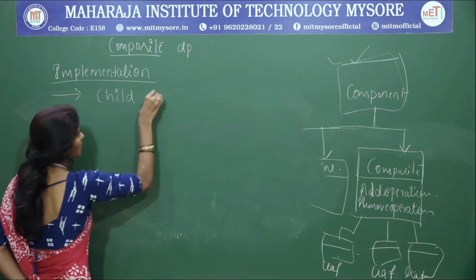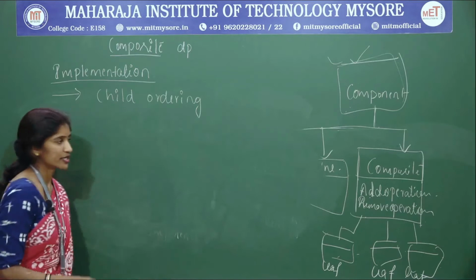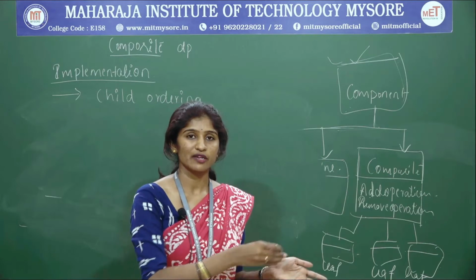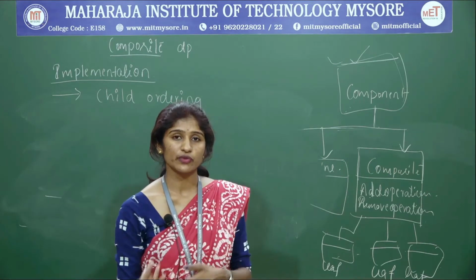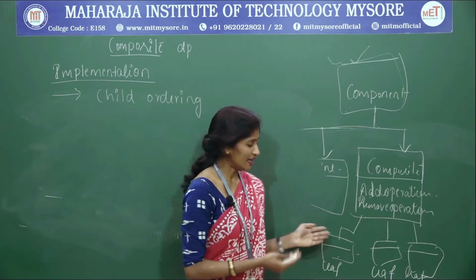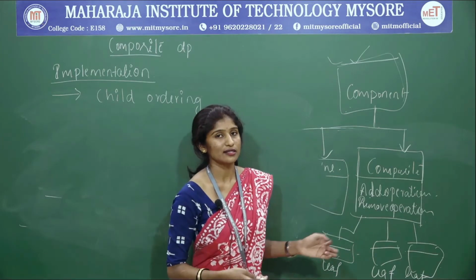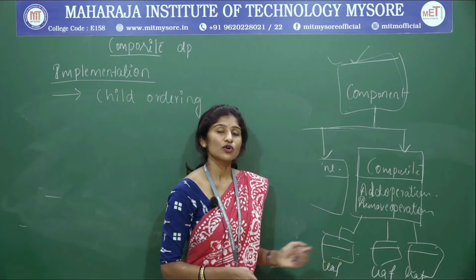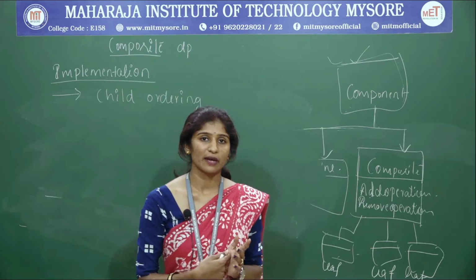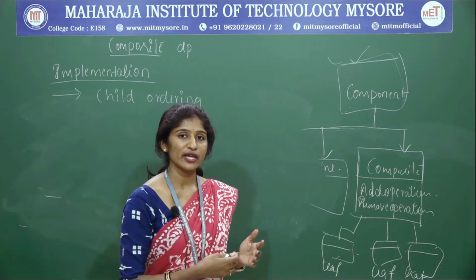Child ordering. Child ordering means in what way you are going to order the child classes. So left child, right child, first created child, last created child, like that there will be a sequence. The maintenance of the order is good, efficient programming. It will provide us an efficient way of accessing.